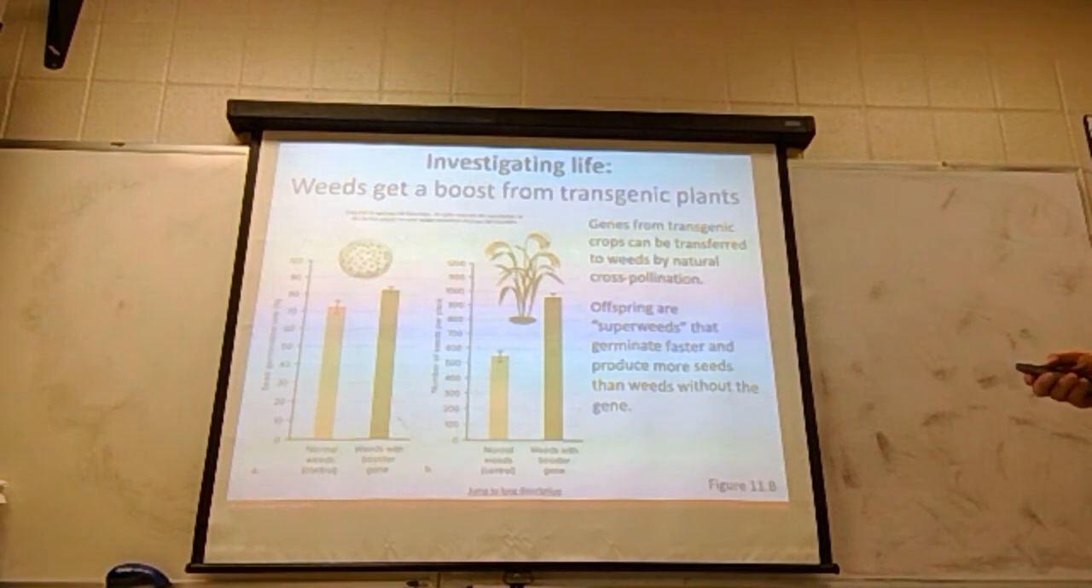Weeds, getting a boost from transgenic plants. Genes from transgenic crops can be transferred to weeds by natural pollination. Offspring are so-called superweeds. They germinate faster, produce more seeds than weeds without the gene. So here you see normal weeds and the weed with the booster gene. And then here's what happens. This is the number of seeds germinating, and this is the number of seeds for plants. So you see the weeds with the booster gene. Not only do they germinate at a higher rate, but they produce more seeds.